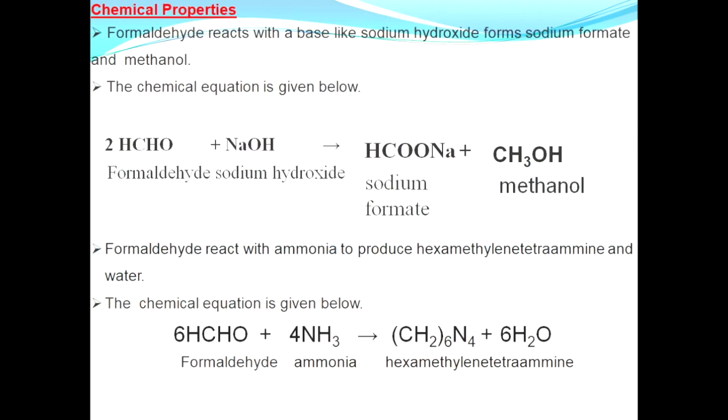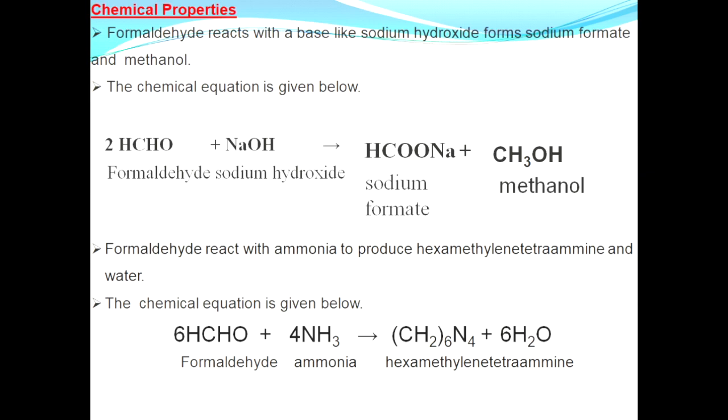Now, if you see the chemical properties of aldehydes, among aldehydes, formaldehyde reacts with a base like sodium hydroxide and forms sodium formate and methanol. So, it will form the sodium salt. The chemical equation of this reaction of sodium hydroxide with formaldehyde is given as: two formaldehyde molecules react with sodium hydroxide to give sodium formate as a salt and methanol as a byproduct.